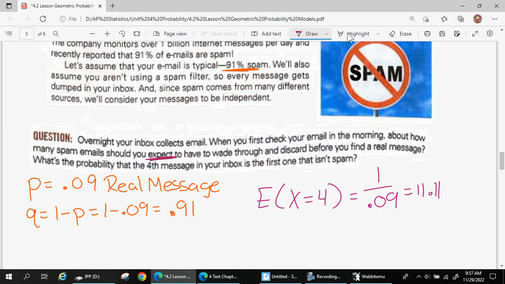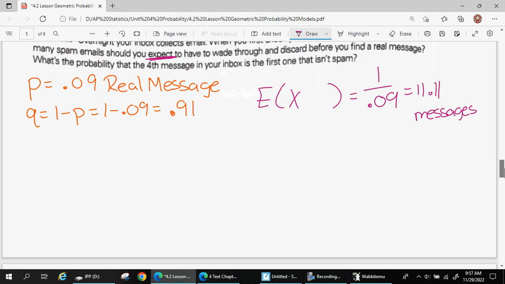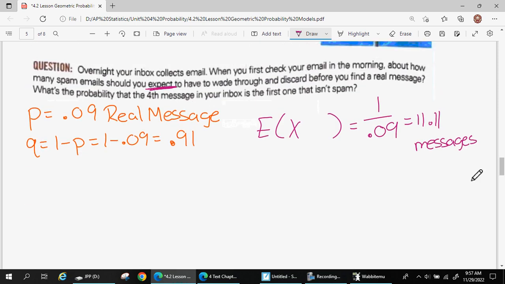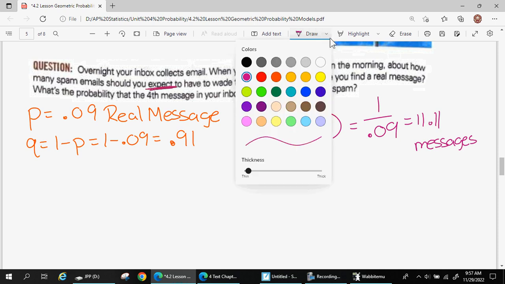I'm sorry, I don't know why I put 4 here. I think I was jumping ahead of myself. I'm sorry if that lends into any confusion. So then we want to know the probability our fourth message is the first real one. So that's where I got my 4 from. Again, I apologize for any confusion.